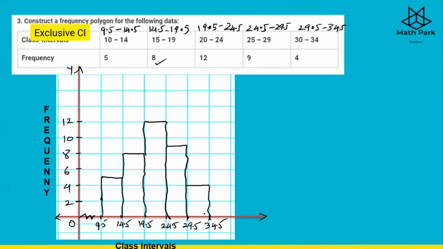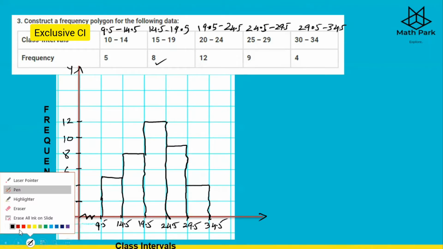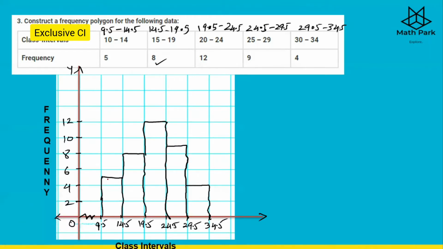Now, once the histogram is done, we can draw the frequency polygon. With the help of the histogram, it is always easy to draw the frequency polygon. Take the midpoints, which are the class marks.